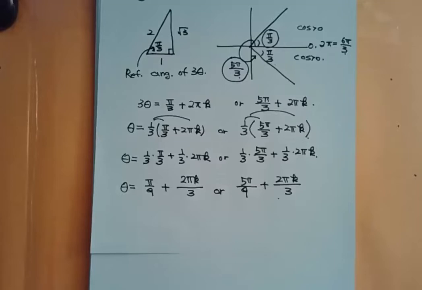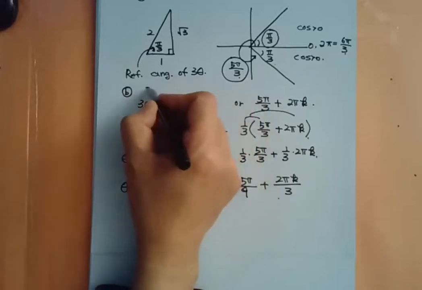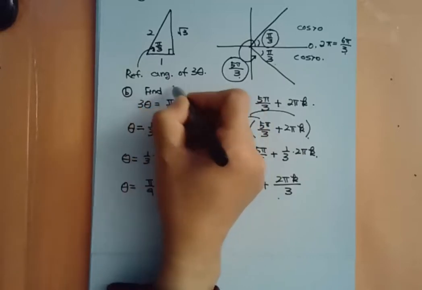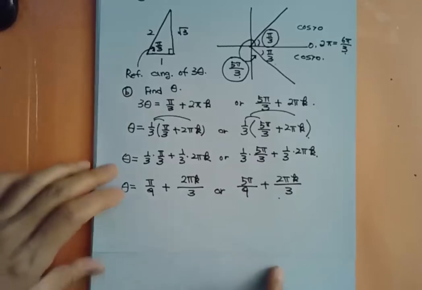So step 2, find theta. So we figured out theta. Those are general solutions. And WebAssign can ask you to find the solutions between 0 and 2 pi.